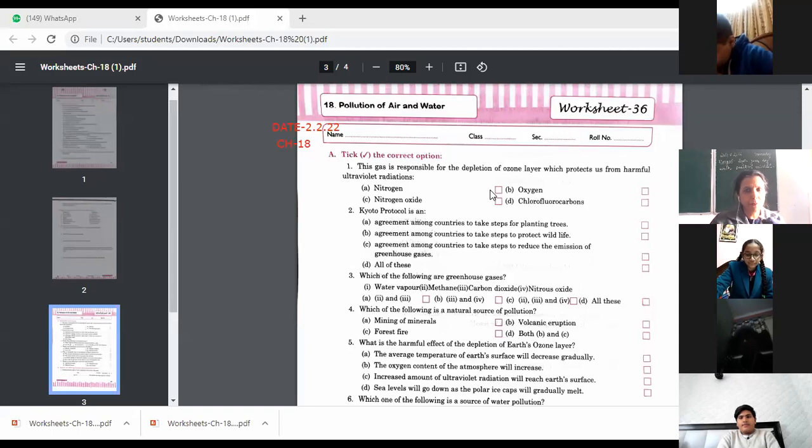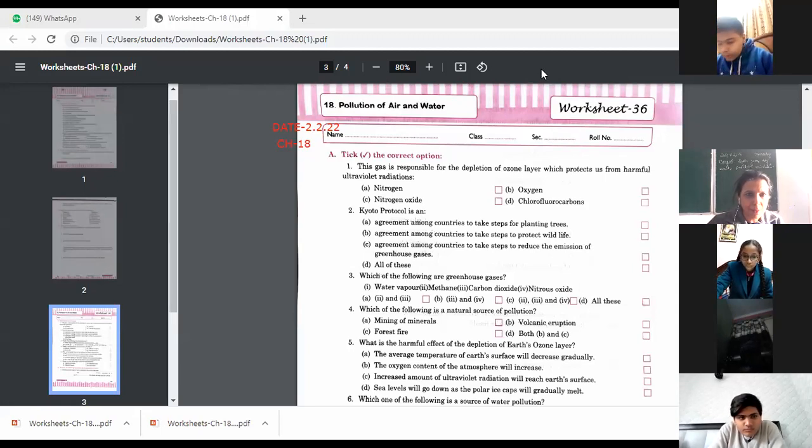After completing worksheet number 35, we'll continue to the next worksheet, number 36 of chapter 18, pollution of air and water. The first question is, tick the most appropriate answer. Question number 1 is in front of you. This gas is responsible for depletion of the ozone layer, which protects us from the harmful ultraviolet radiations.